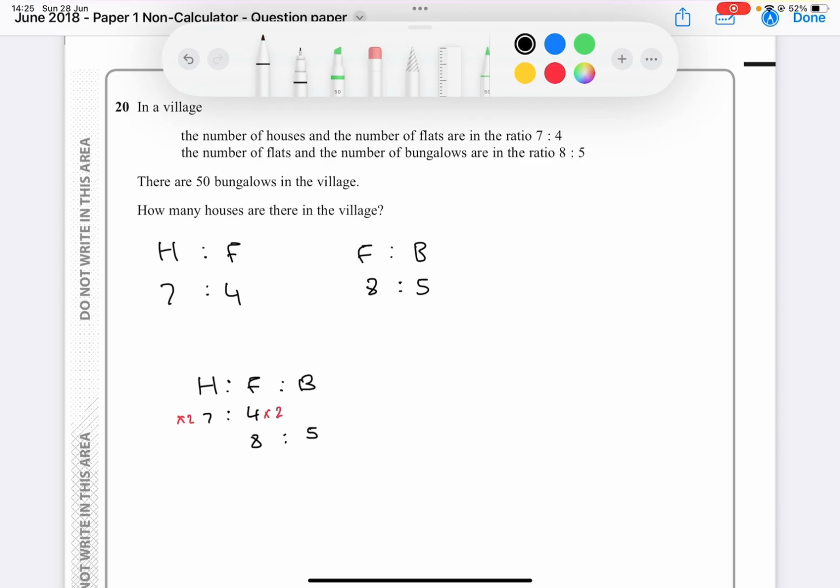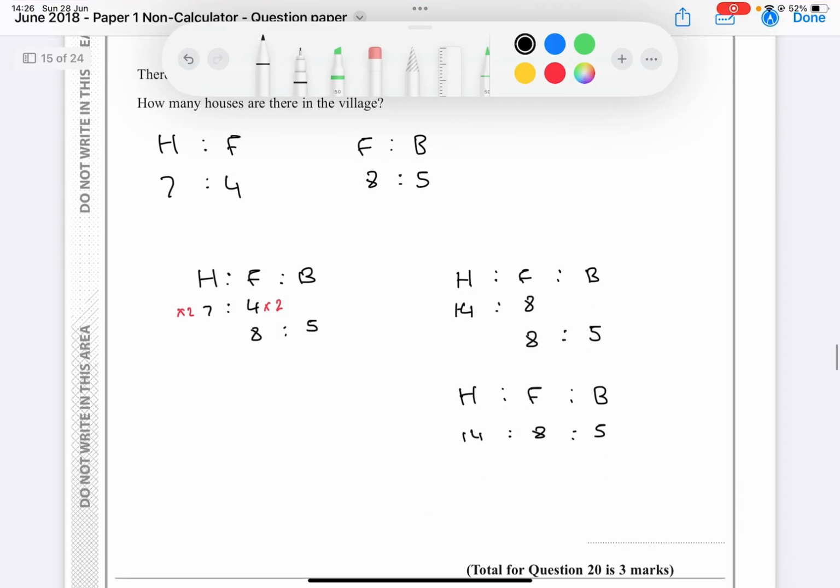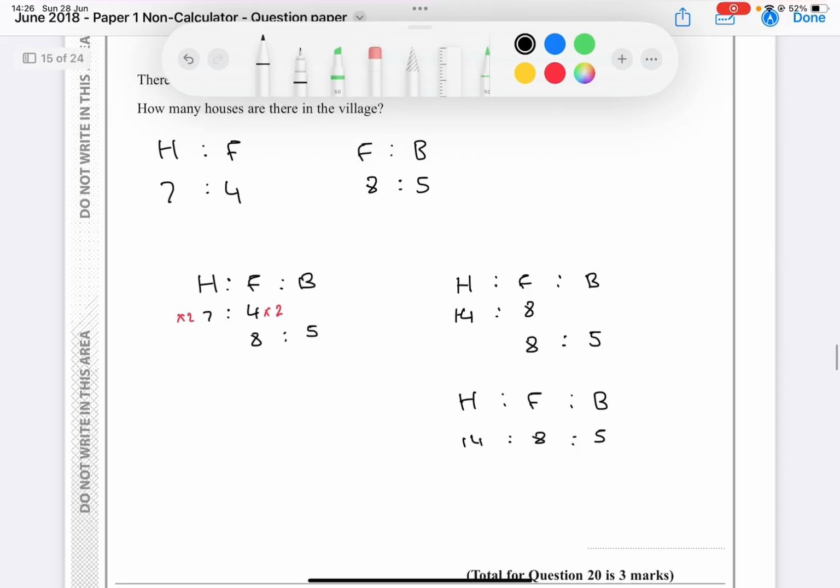So what will our new ratio be now? So we have houses to flats to bungalows. 7 times 2 is 14. 4 times 2 is 8. And then we just have 8 and 5. Now, if we look, both of these ratios are the same. So therefore, we can just write that as 1. So now that shortens it down to houses to flats to bungalows will just be 14 to 8 to 5. And that is our ratio for all three: houses, flats and bungalows.